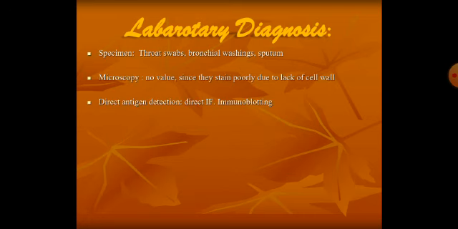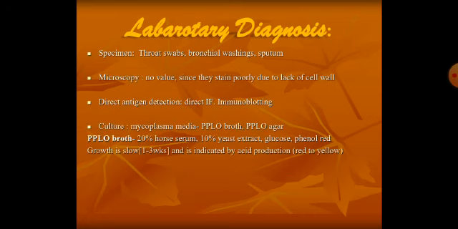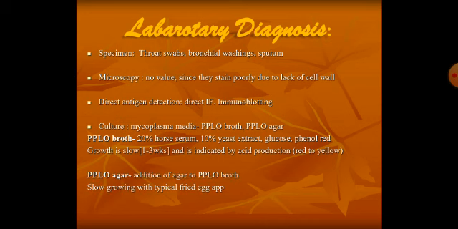Coming to the laboratory diagnosis for Mycoplasma pneumoniae infections. First, what specimen do we need to collect in such conditions? Ideally, we can collect a throat swab. Then we can also go for bronchial washings, and if we don't get good samples, then we go for the sputum sample. Microscopy is of no value, as already told, because they lack the cell wall, they do not take up the Gram stain. So we can do direct antigen testing. The methods usually employed are the direct immunofluorescence technique and also immunoblotting.